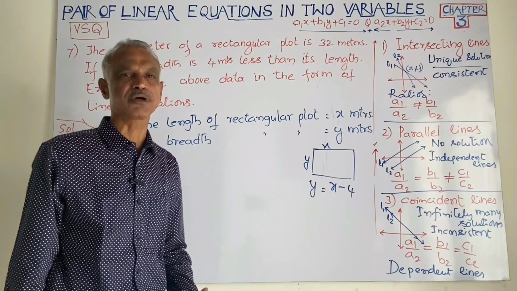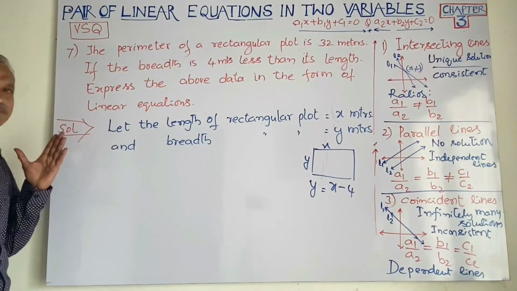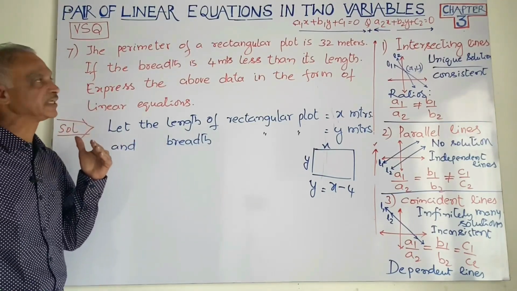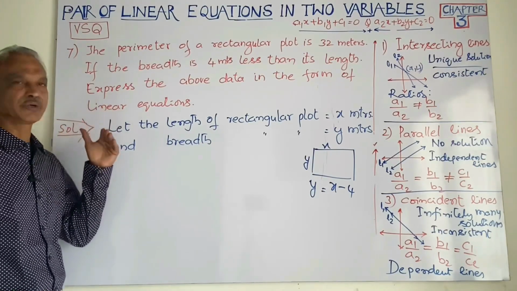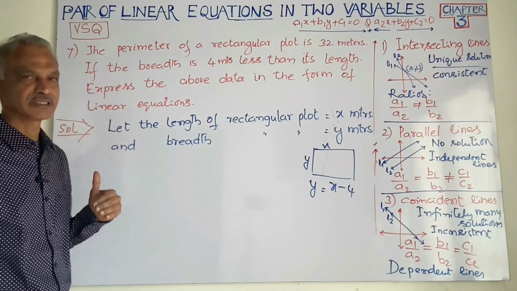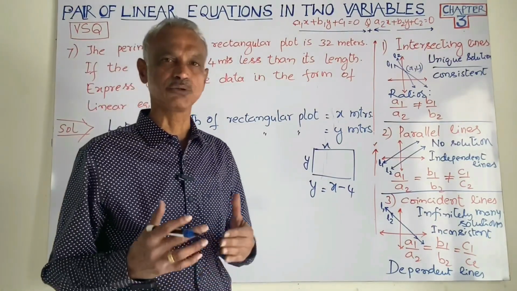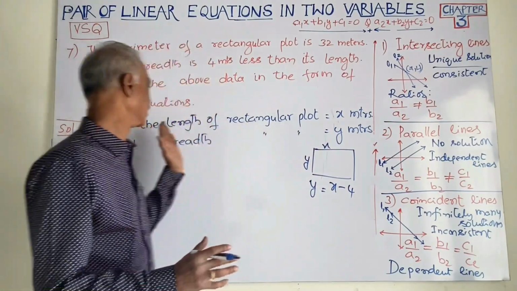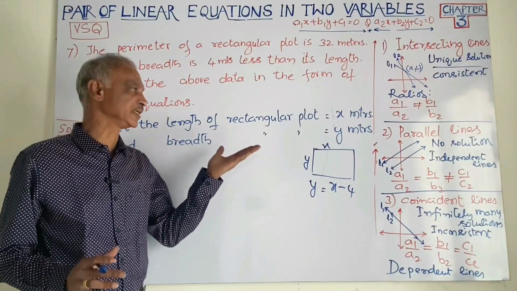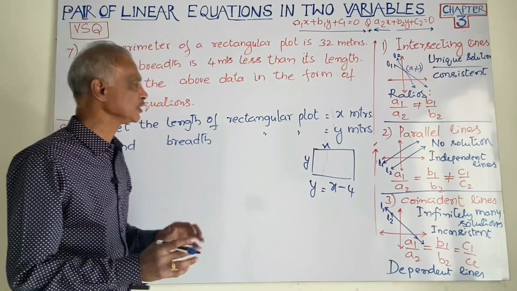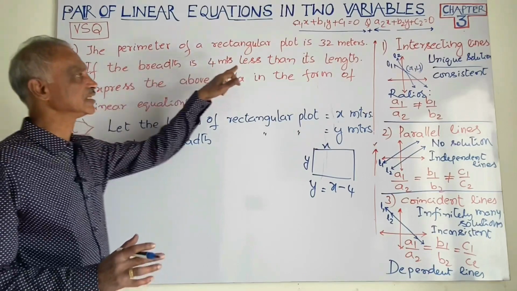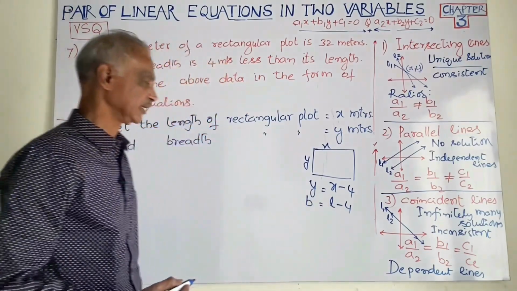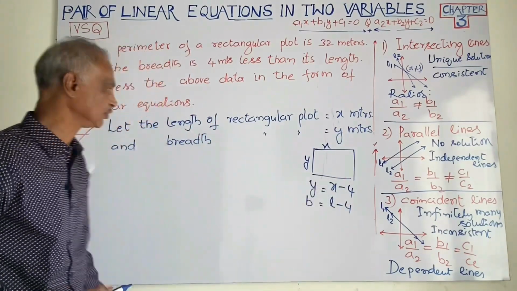Now what is the next problem in very short questions? 7th problem. The perimeter of a rectangular plot is 32 meters. If the breadth is 4 meters less than its length, express the above data in the form of linear equations. We have to write a pair of linear equations in two variables. You know the length will be big and breadth will be small. Let the length of the rectangular plot be x meters and breadth be y meters. Now he is saying the breadth is 4 meters less than its length. Like this, we have to take y is equal to x minus 4.